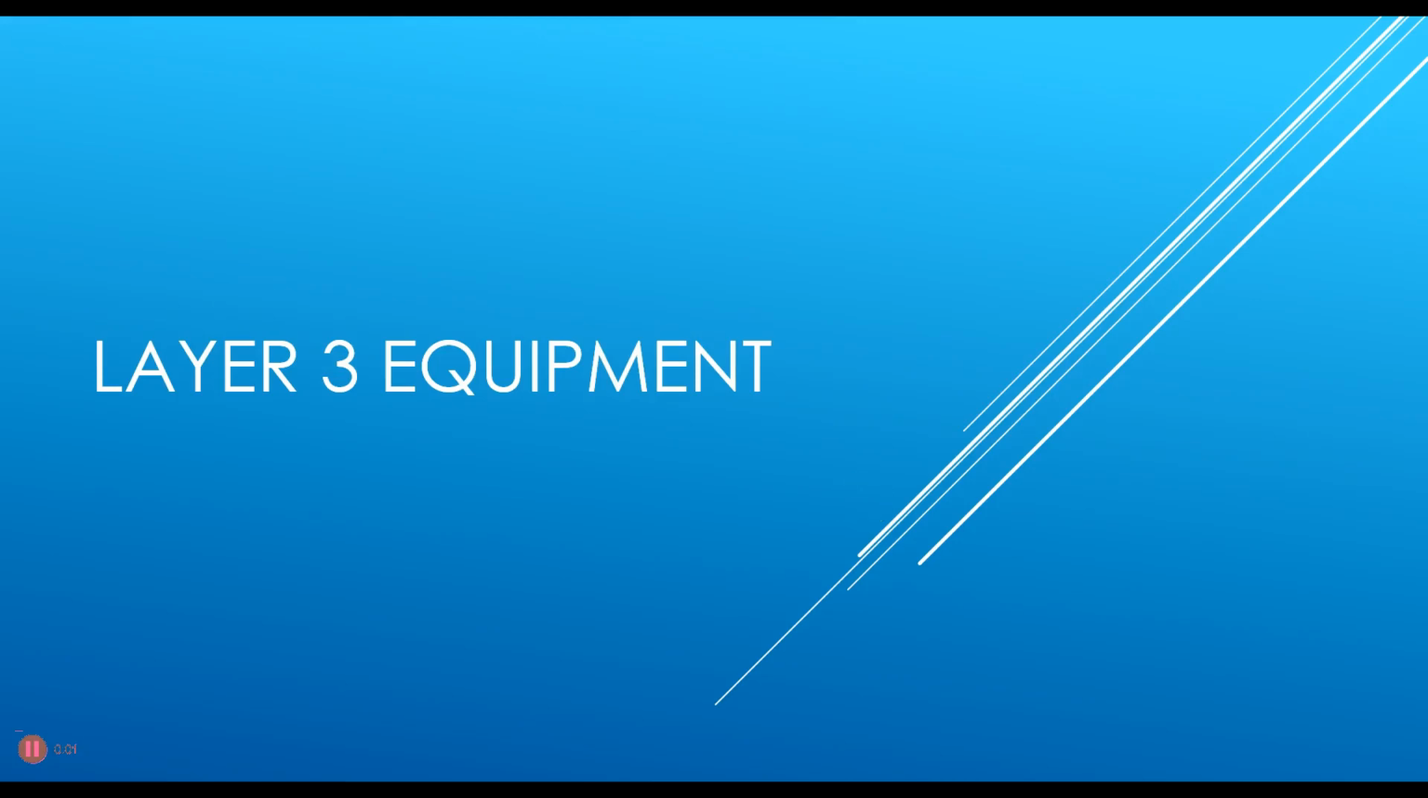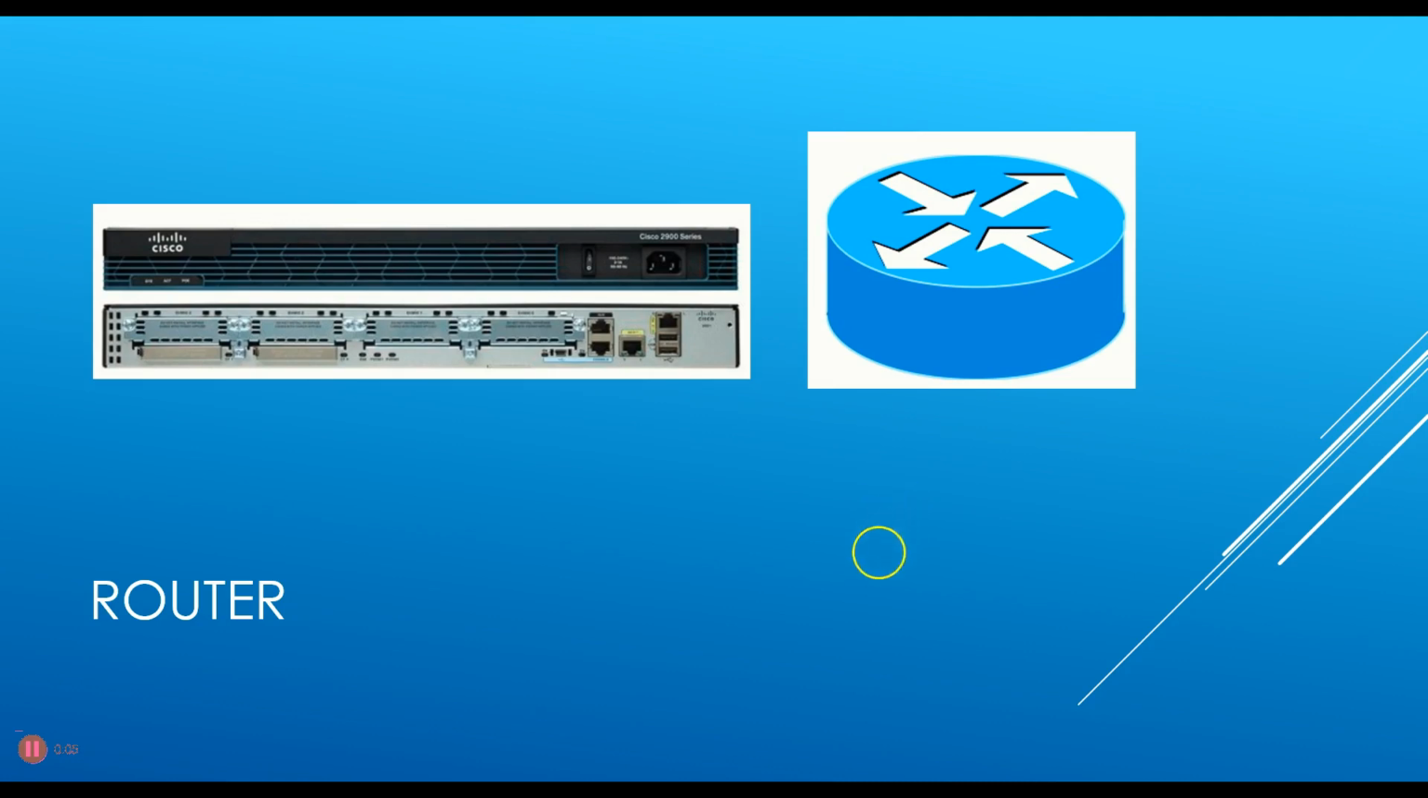What equipment is involved in layer 3? Well, there are really three that we're going to talk about. The main one is the router. And the router simply looks like this. It doesn't look like there's much to it. You got a place to plug this in and a switch to turn it on.